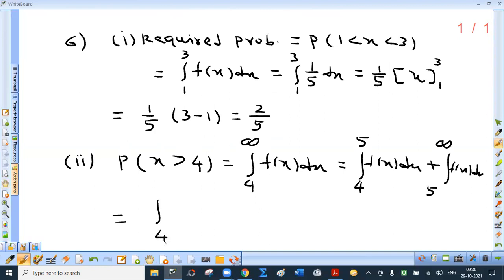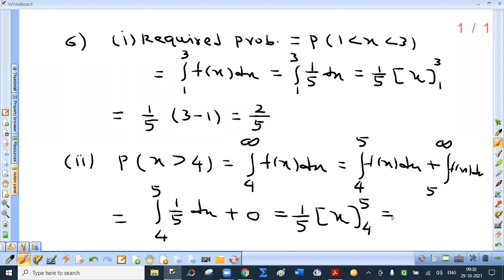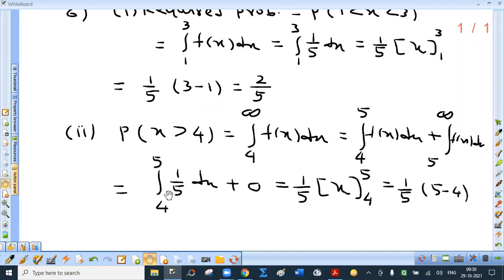So this is the integral from 4 to 5. And for this, we know that the function is 1 upon 5, and otherwise, it is 0. So 1 upon 5, the integral of dx is x. X goes from 4 to 5. So 1 upon 5 into 5 minus 4. So what is the required probability? It comes out to be 1 upon 5.